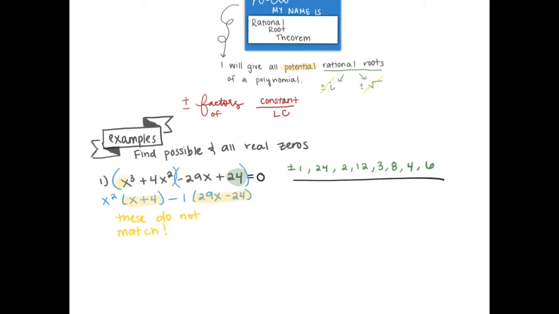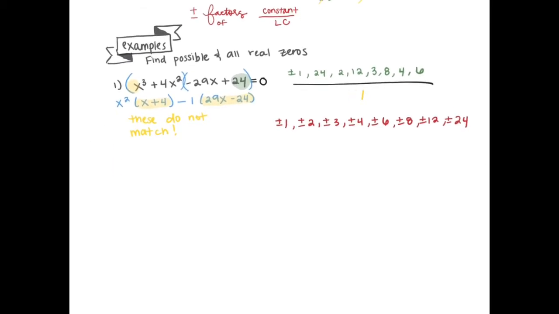Now we're going to divide by our leading coefficient, which is just 1. And anything divided by 1 is itself. So when I go to write all of these out, I've got plus or minus 1, plus or minus 2, plus or minus 3, plus or minus 4, plus or minus 6, plus or minus 8, plus or minus 12, plus or minus 24. Notice that every single potential has a plus or minus, and I wrote them in order. You don't have to, though. You could have left it as what I did in the fraction, since it was over 1, and just boxed your answer, and that would be fine.